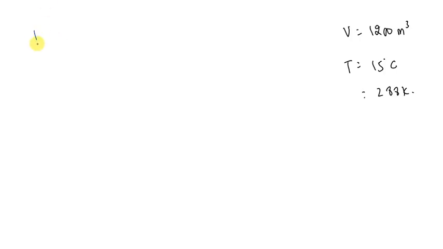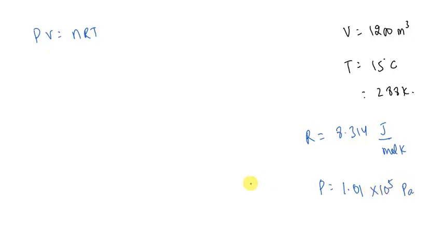Now we can assume the air to be an ideal gas and we can use the ideal gas equation here. So PV equals nRT, where R is the universal gas constant and its value we have 8.314 joule per mole Kelvin, and pressure we can take to be atmospheric pressure, which is 1.01 times 10 to the power 5 Pascal. Now we have all the values.